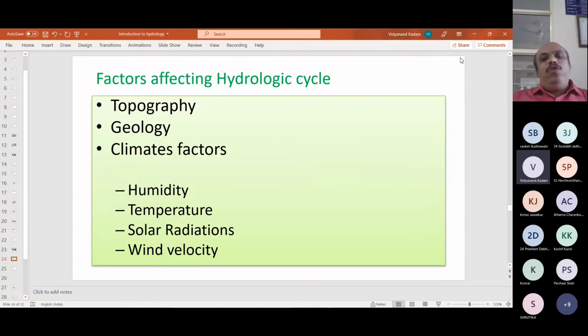So this is how geology affects the hydrological cycle. Then climatic factors: humidity, temperature, solar radiation, wind velocity. Just now we have discussed the role of wind in precipitation. Okay. Then what is the role of solar radiation? Due to solar radiation, the evaporation process takes place.